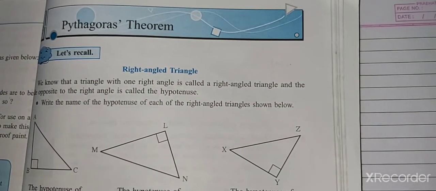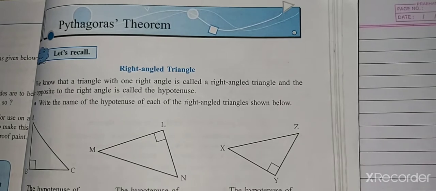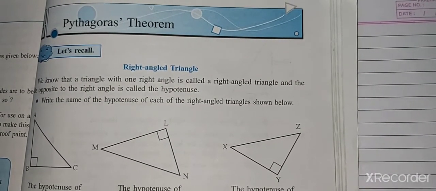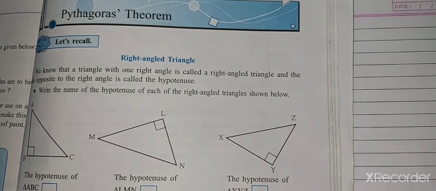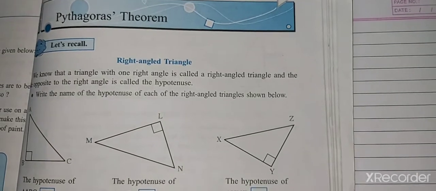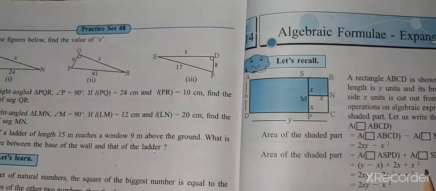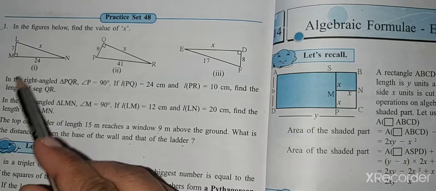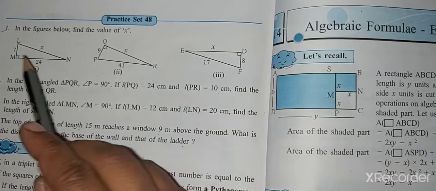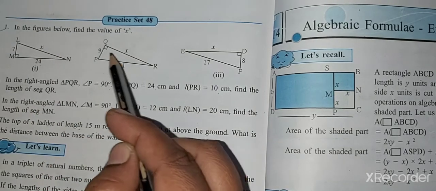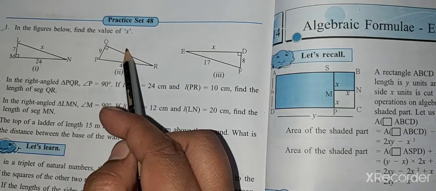Good morning, dear student. In the previous chapter, we have seen what is a right angle triangle and we have also seen the Pythagoras formula. What is the Pythagoras formula? Hypotenuse square equal to base square plus height square. We have also seen how to find the hypotenuse side. When the other two sides are given, we can find the hypotenuse. When hypotenuse and one side is given, we can find the other side.